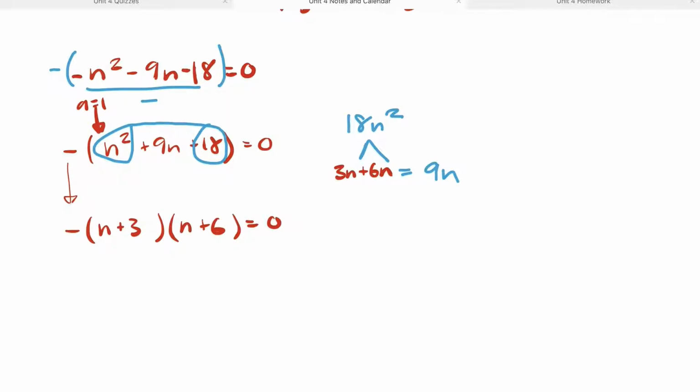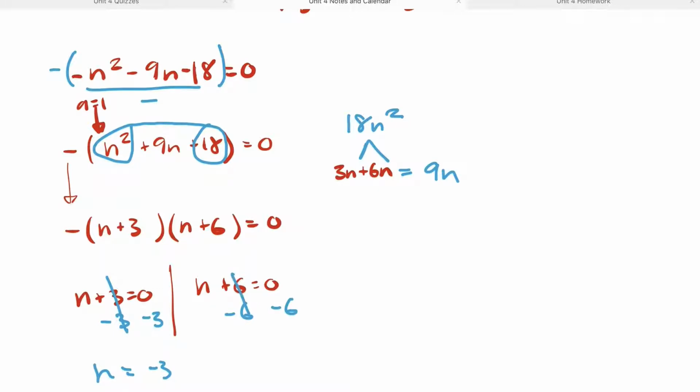And then we need to solve. So we'd do n plus 3 equals 0, and n plus 6 is equal to 0. Subtract 3 from both sides, n equals negative 3, and subtract 6 from both sides, and we'd get n equals negative 6. Okay.